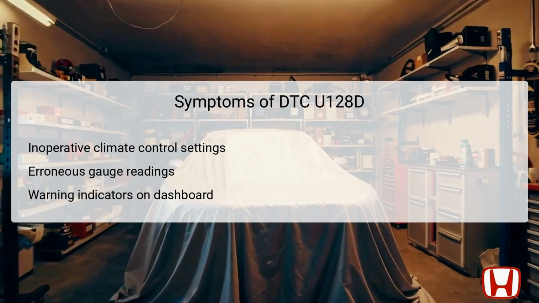Additionally, you may notice erroneous gauge readings. For instance, the speedometer or fuel gauge may provide incorrect data to the driver. This incorrect data can be misleading or alarming during normal vehicle operation. Furthermore, you may see warning indicators illuminated on the dashboard, signaling that there is an issue that needs attention. Recognition of these symptoms can help diagnose the problem more effectively, leading to quicker resolutions for the identified DTC U128D.